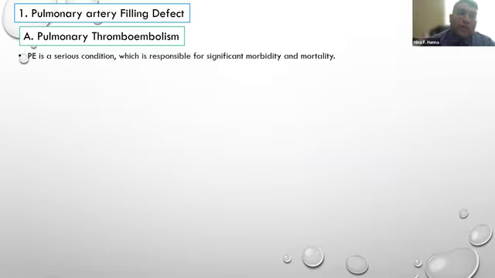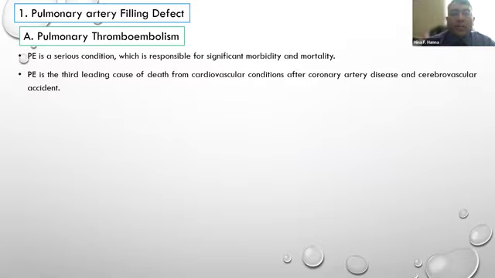Pulmonary artery filling defect, talking about pulmonary thromboembolism, which is the most common reason why we are doing CT pulmonary artery and the most common reason to find a filling defect within a pulmonary artery. PE is a serious condition responsible for significant morbidity and mortality. That's why keep an eye. I even review the vessels on a CT chest with contrast, not ordered for PE. For any chest CT with contrast, I check for PE.